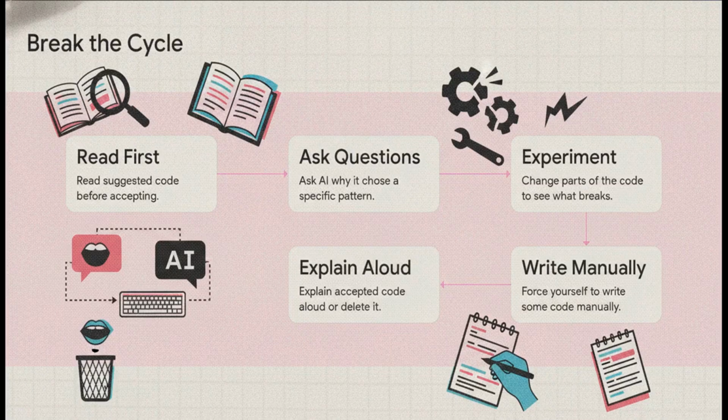How do we actually break this addictive cycle of blindly mashing the tab key? We have to adopt a new methodology. First, always read the code before you accept it. Second, actively use the chat window to ask the AI why it chose a specific pattern. Third, experiment. Intentionally break parts of the generated code just to see how and where it fails. Fourth, force yourself to write at least some of the boilerplate manually just to keep your muscle memory sharp. And the golden rule: if you can't explain what you just accepted out loud, delete it immediately.